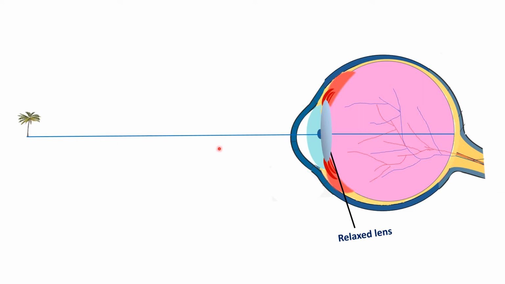Here I have drawn the principal axis to understand the image formation. Here is the object, a tree, and it is a distant object. Distant object means far away from the lens.